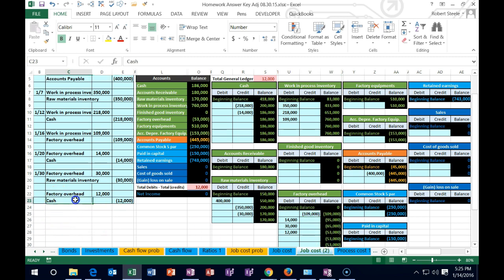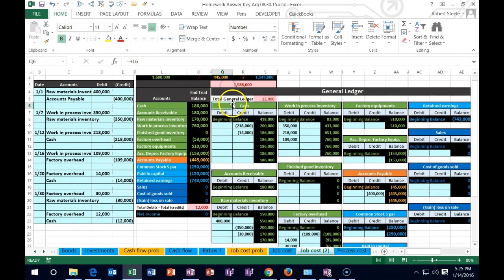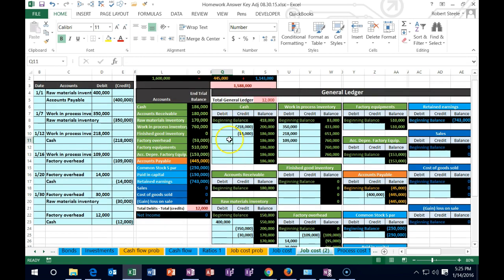So now we're at the cash. Here's the cash. Here's the cash on the trial balance. Here's the cash on the general ledger. We're going to post it in Q11 equals, and we're going to point to that 12,000 and enter. All right, so we have that one.